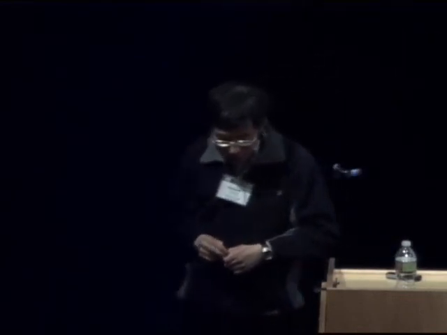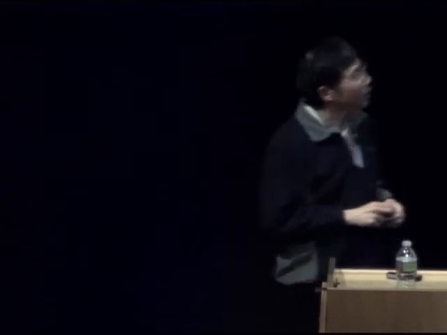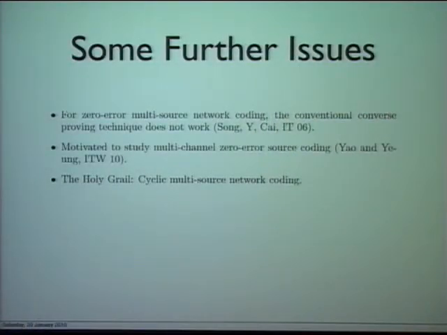It turns out that if you look at just one channel, the entropy bound may not be observed. Therefore, for variable length multi-source network codes, when you prove the converse coding theorem, you simply cannot apply the entropy bound. Therefore, we don't have a converse proof for variable length network codes. And therefore, we were motivated to study multi-channel zero-error source coding. That was the work that I presented at the ITW in Cairo just last month.